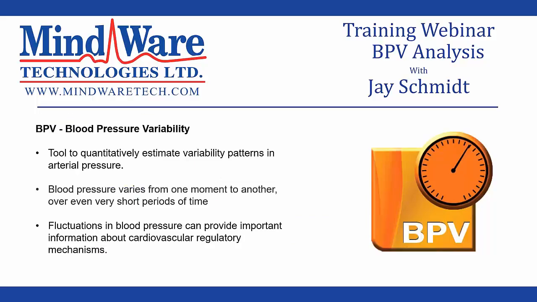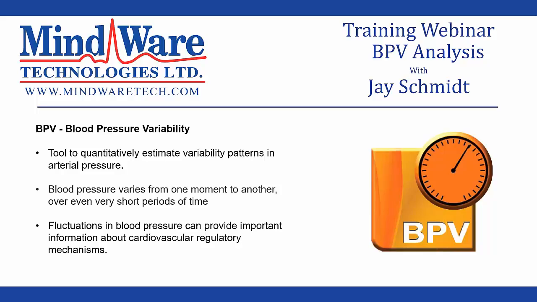Okay, cool. So let's go ahead and get started here. What we're looking at today is blood pressure variability. Basically, this is a tool to quantify variability patterns. We're looking at arterial pressure here.